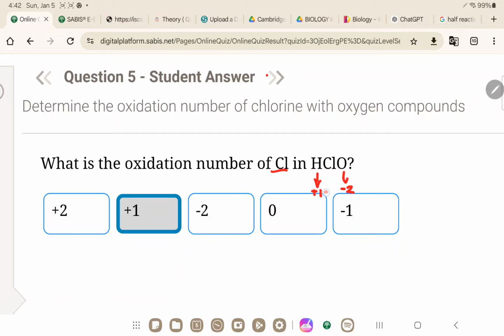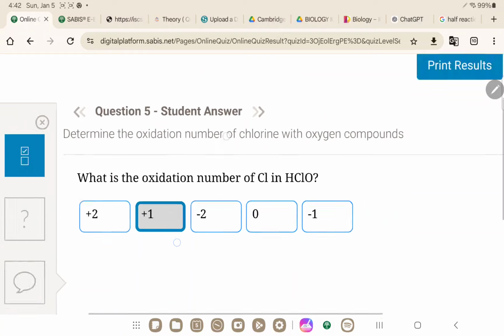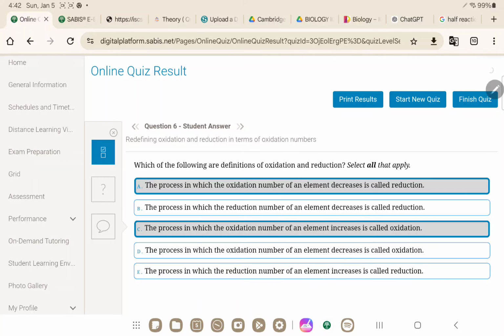So positive 1 plus X minus 2 equals the overall charge, which here is 0. So 1 plus X minus 2 equals 0. So X equals positive 1, because 1 minus 2 is negative 1, and when you move it to the other side, it becomes positive 1. Now, moving on to the next question.